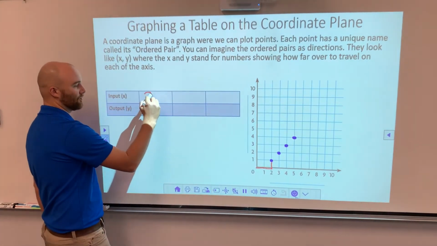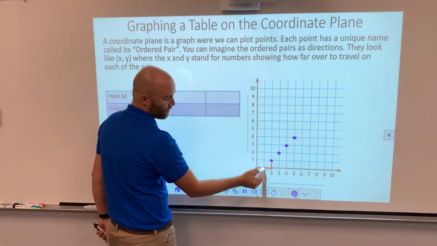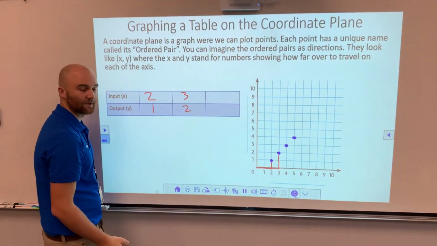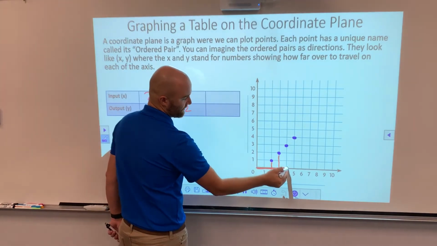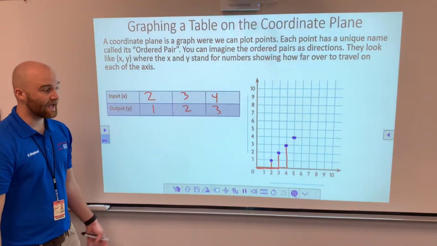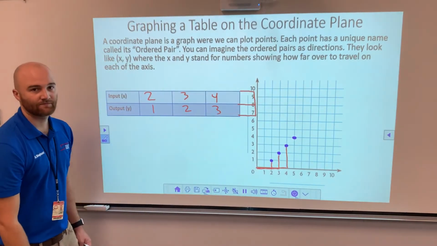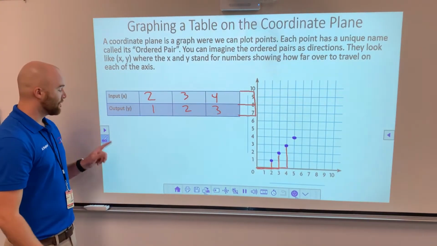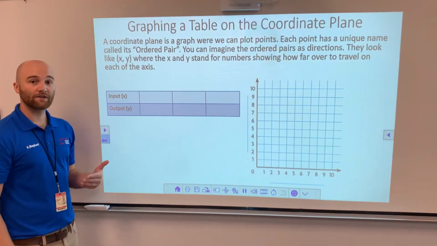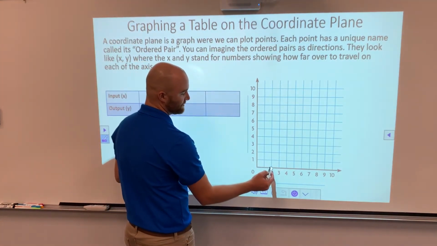So I'm going to say I went over 2 and up 1. For my next one, I came over 3, and I went up 2. 3, 2. For my next one, I came over 4, and I went up 3. 4, 3. And if they wanted more than that, I could keep on adding on to my table and just add new boxes. But we don't have to worry about that for now. What I'd like you to do is figure out what some points are. I'm going to plot the points, and you tell me what those points are.